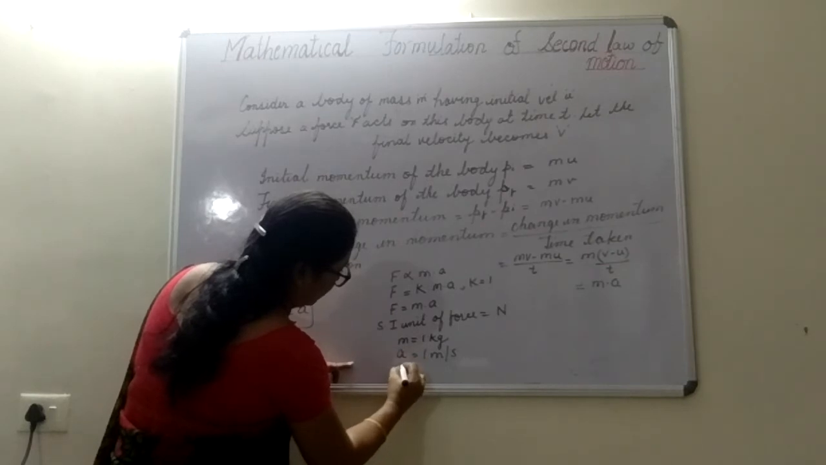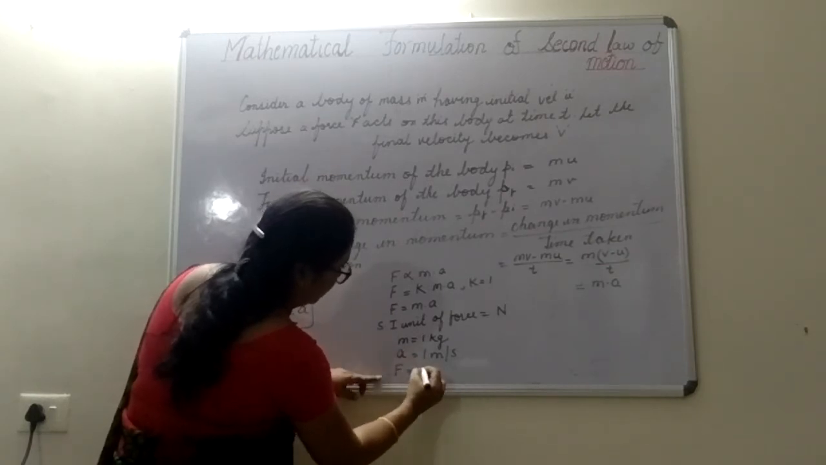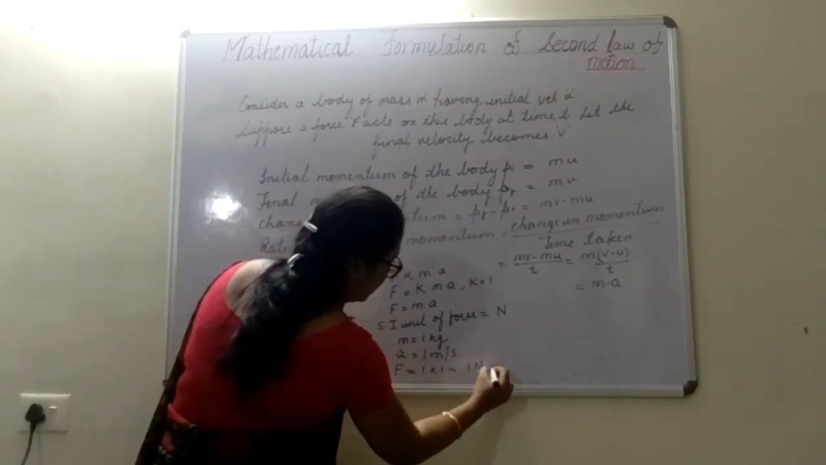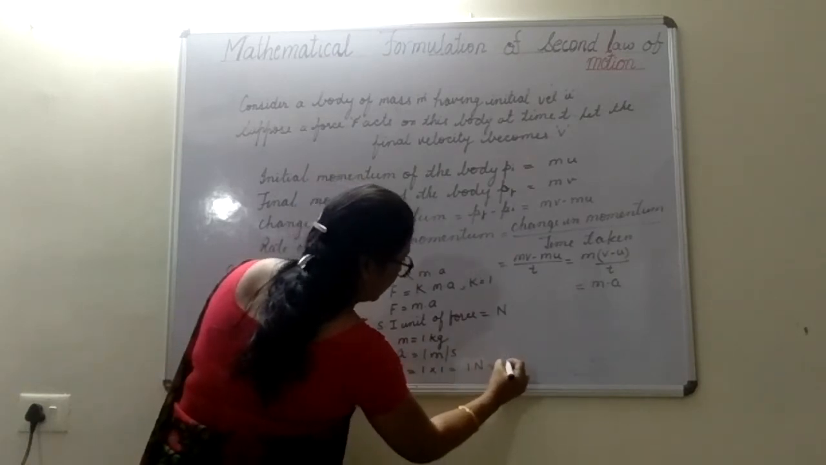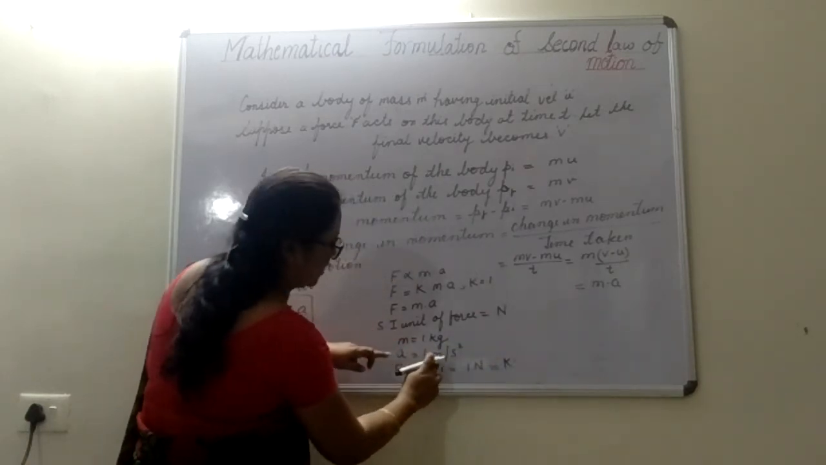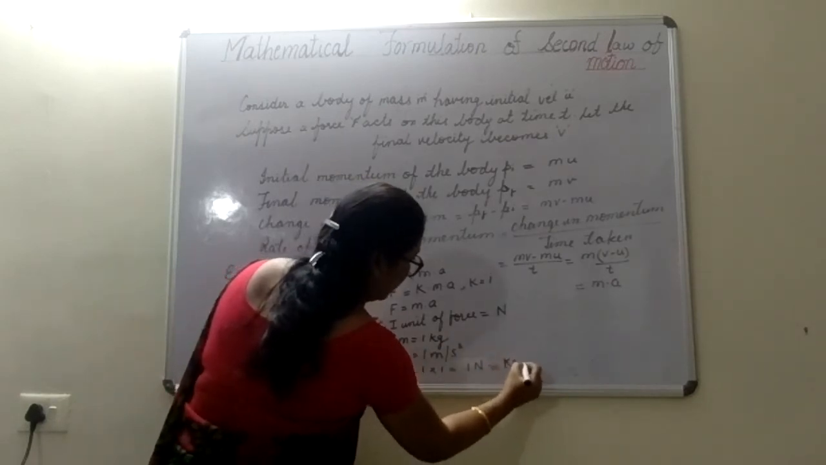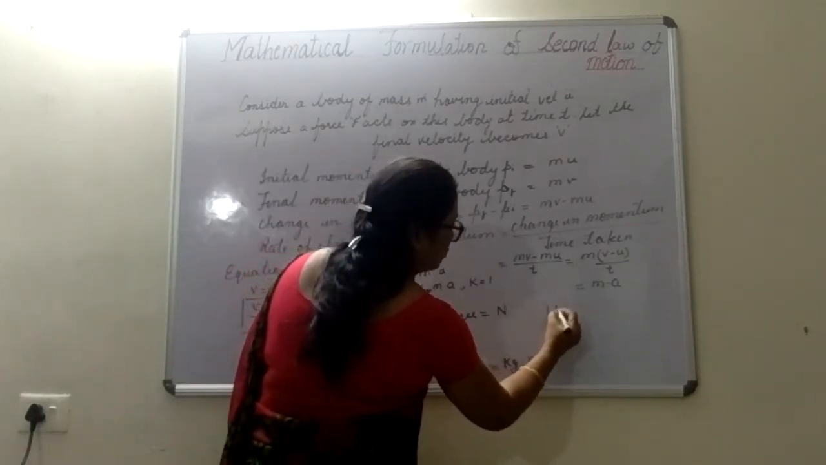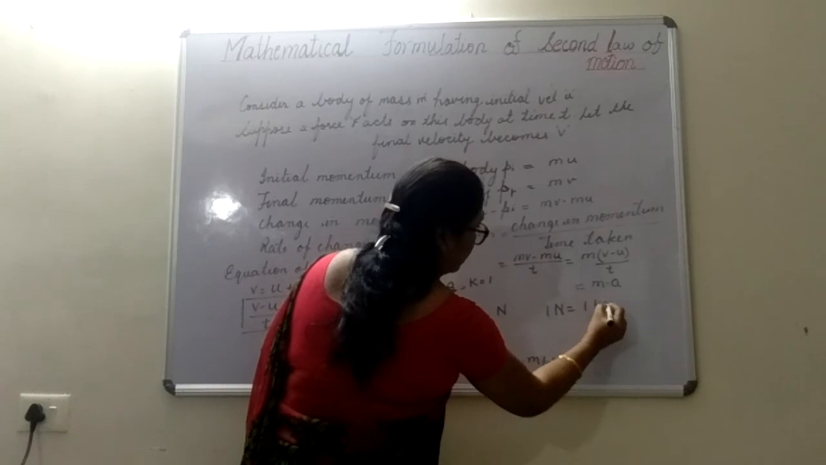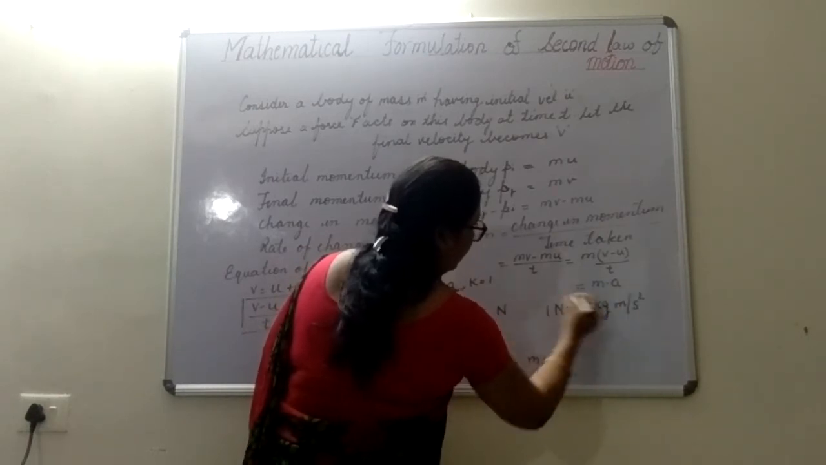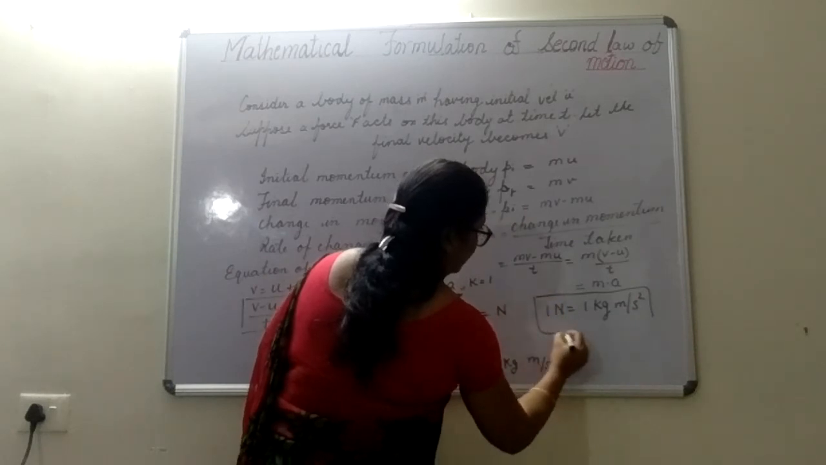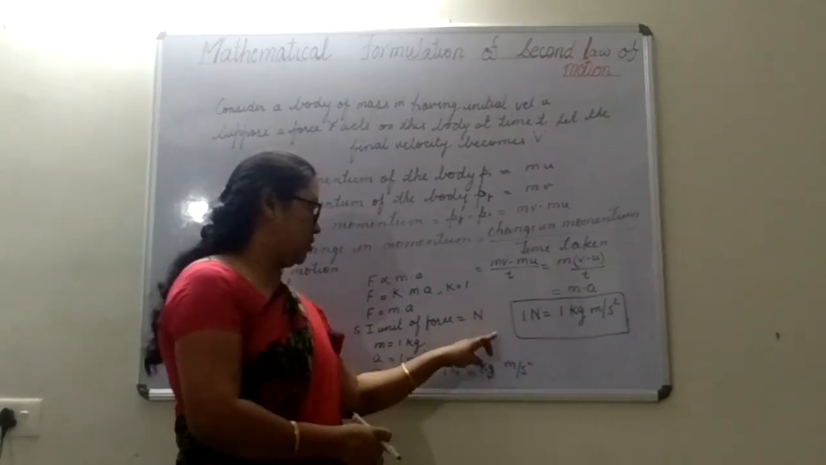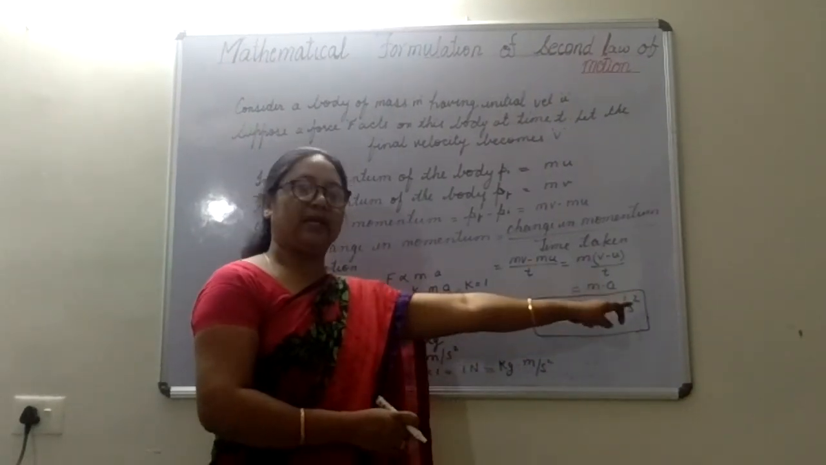Then what will be the value of force? Force will be equal to 1 into 1, that is equal to 1 Newton, which is mass into acceleration. Acceleration is 1 meter per second square, so kg into meter per second square, means 1 Newton is equal to 1 kg meter per second square. So the unit of force is Newton or kg meter per second square.